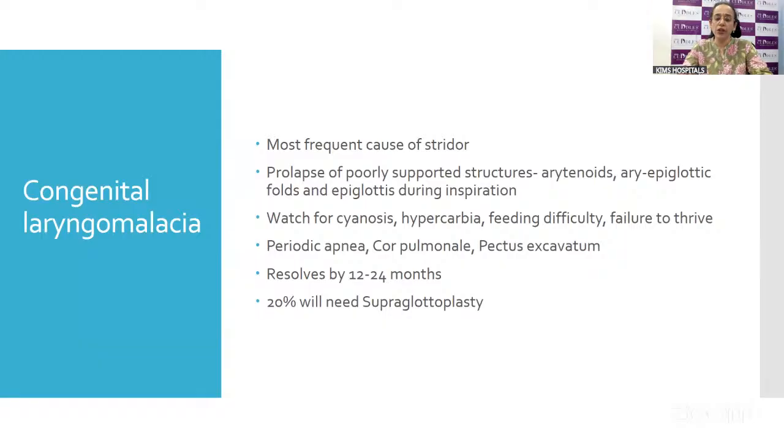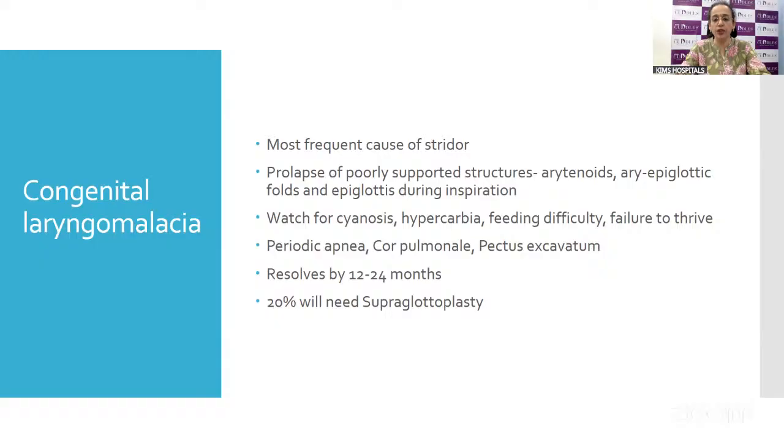Coming to congenital laryngomalacia, this is the most frequent cause of stridor, and we can see the prolapse of the poorly supported structures, that is the arytenoids, aryepiglottic folds, and epiglottis during inspiration. So, we have to watch for cyanosis, hypercarbia, feeding difficulty, and failure to thrive.